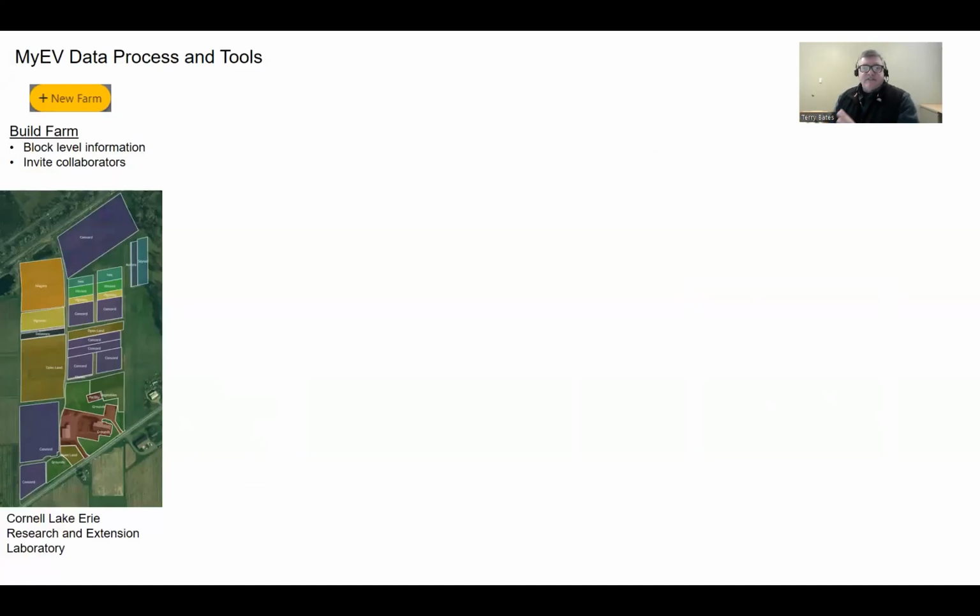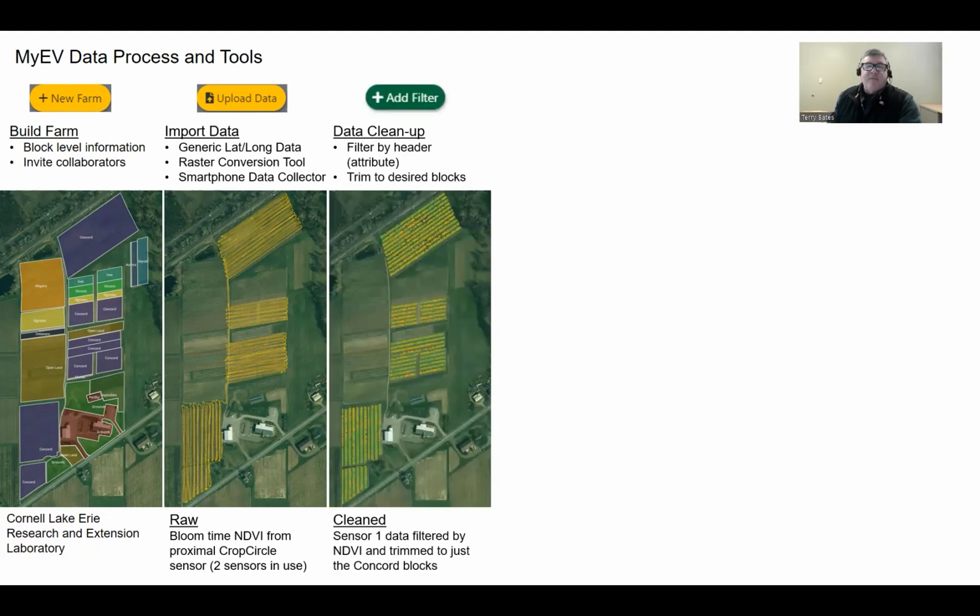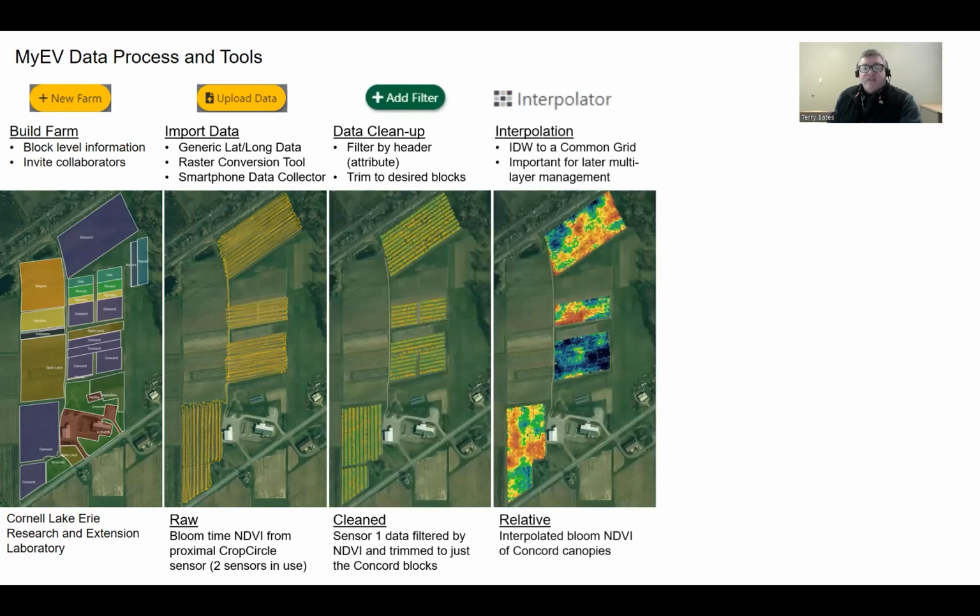Okay, so just to orient you, what does MyEV do? The first thing is you just want to build your farm. That means drawing your farm blocks and entering data on those farm blocks, and that's what we'll be talking more about today. Ultimately what we want to do is process spatial data and be able to make better management decisions, spatial management decisions, in our vineyard. So we start by importing data, whether that's collected from a sensor or from a data collector on your cell phone, some spatial data that is collected in the field. We need to process that and clean it up, and then interpolate it.